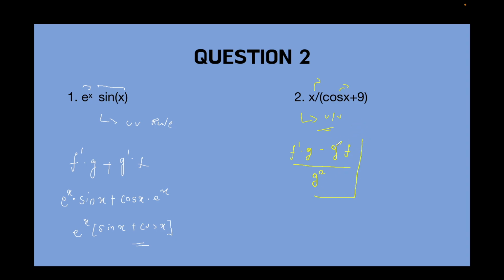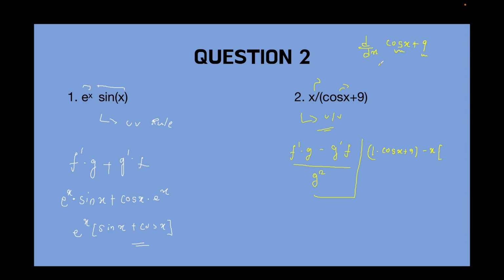Clear? Now, this is the formula. Now, we'll solve. Differentiate the first function, which is 1. Keep the second function as it is: cos of x plus 9. Minus. First function as it is. No, the second function you differentiate. Now you want to differentiate cos of x plus 9. How will you differentiate? Differentiation of f of x plus g of x is equal to differentiation of f of x plus differentiation of g of x.